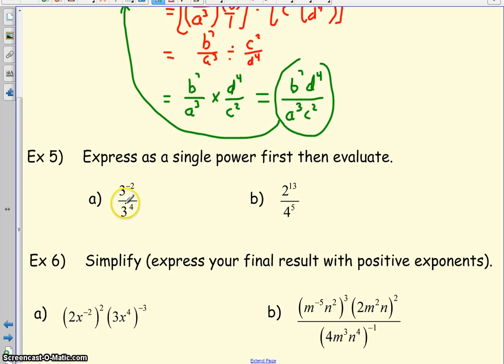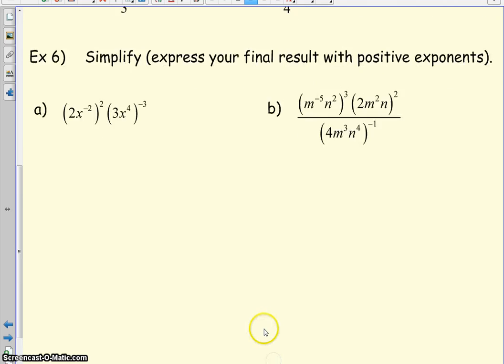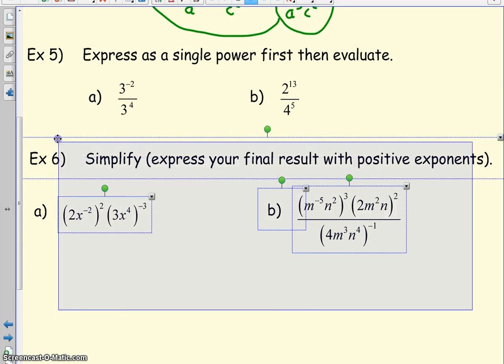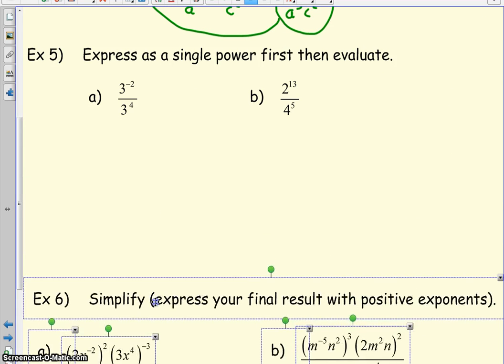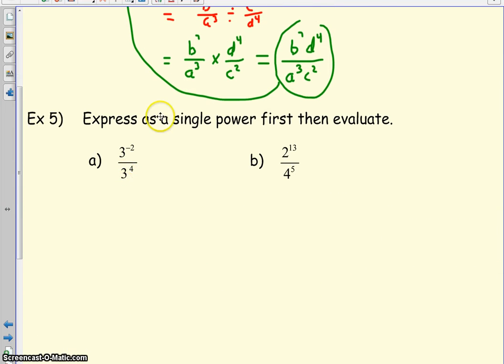Okay, so now, with a couple more examples to go here, I want you to look at number 5. It says express as a single power first and then evaluate. So you can't just punch it into your calculator and put that as a final answer. You have to show that you know the exponent laws and simplify it by expressing as a single power first.